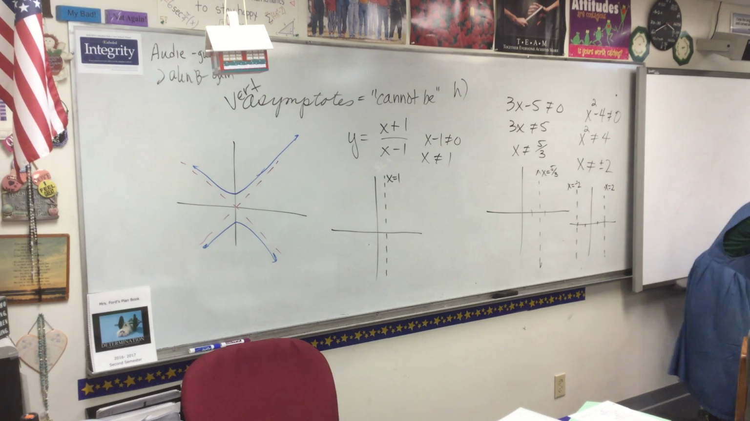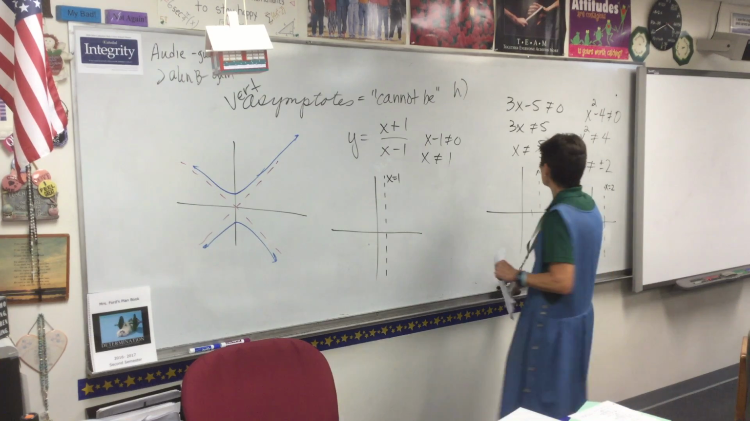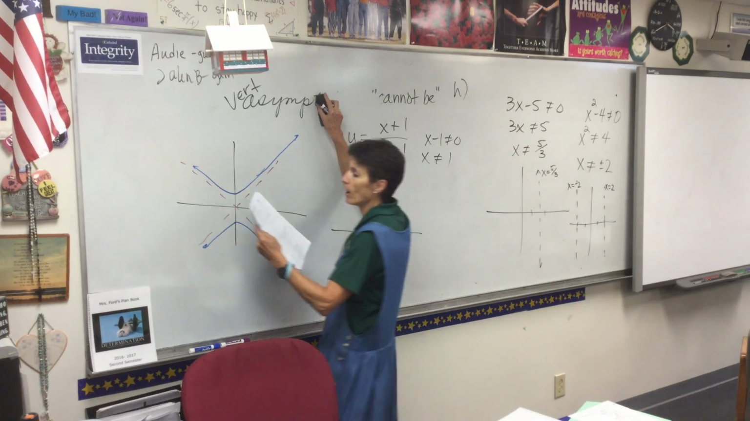All right, so where did you put the asymptotes in problem D?